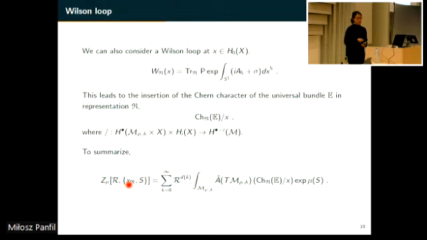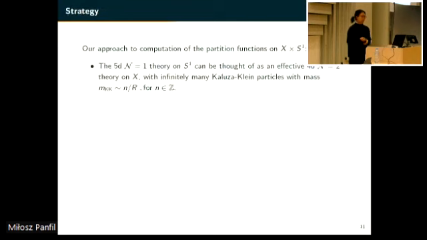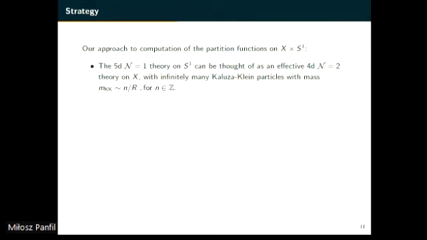But to summarize, the partition function of the 5D N=1 supersymmetric Yang-Mills theory with the Wilson loop at a point X and some observable defined on the surface S can be written in the following form. And this is going to be our definition of the K-theoretic Donaldson invariant. So the question is, how do we compute this observable?